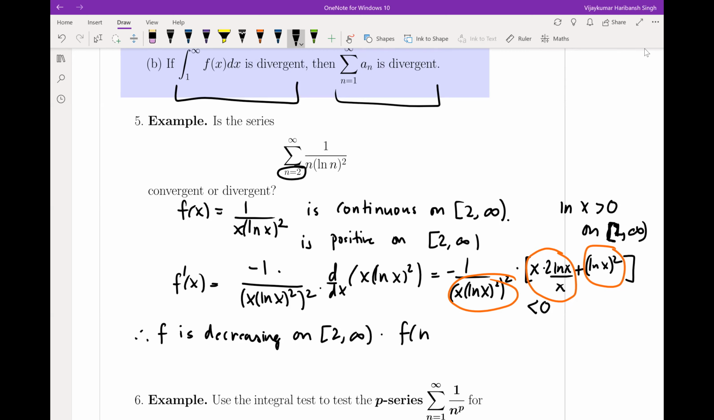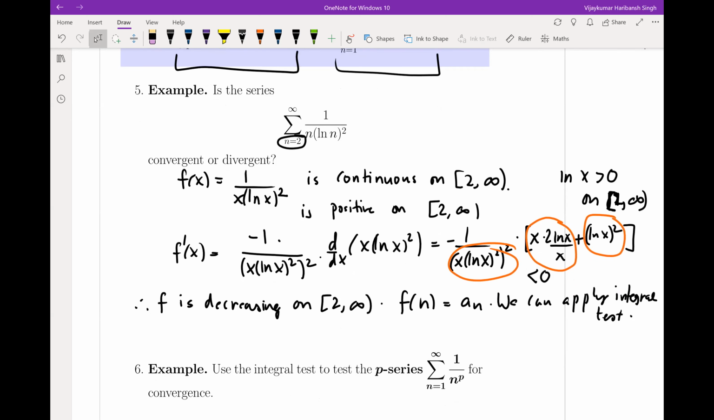And what else do we have? We have f of n equals a_n. Therefore, we can apply the integral test. So the integral now will decide whether the series converges or not. Can apply the integral test. So let's apply the integral test.